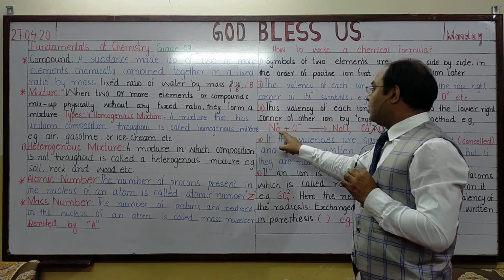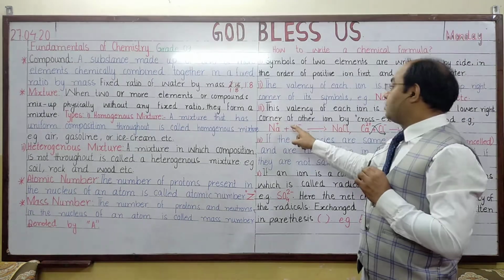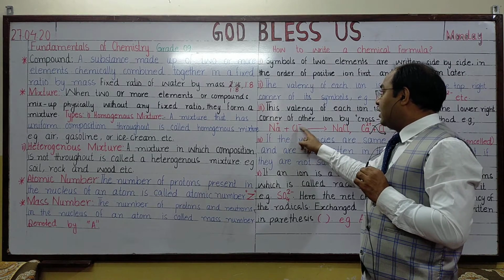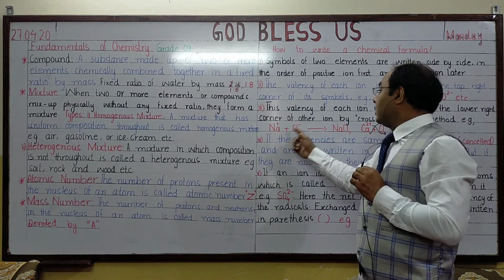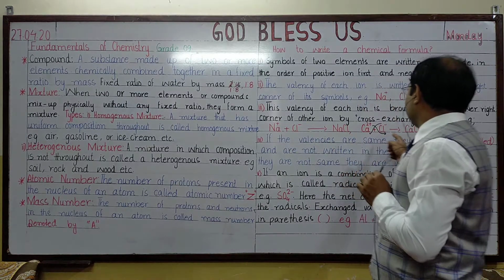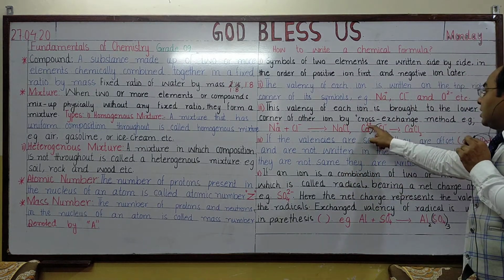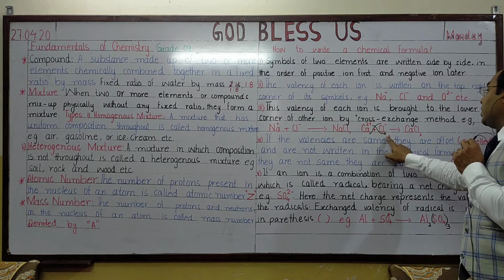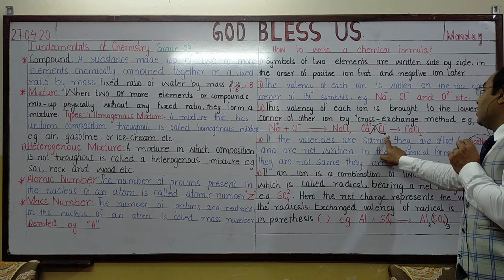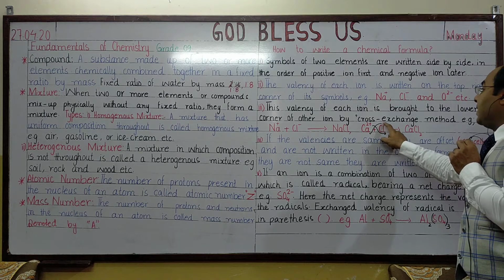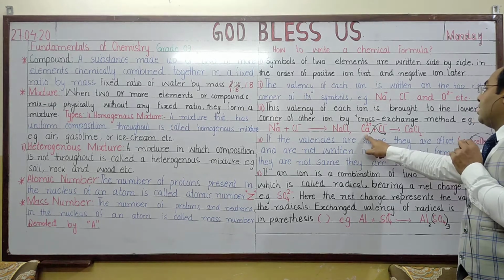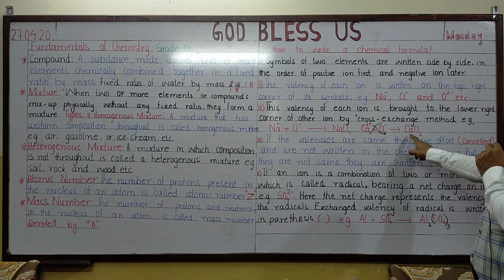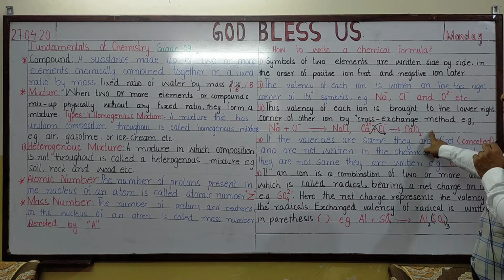So that means it's not going to happen in the way we are expecting. This valency is going to become here, and this valency is going to come here. This way, cross exchange method. You can see here this valency of calcium, that is 2 plus, is going to come under chlorine or chloride ion, and this valency of chloride ion is going to come under calcium. So now what is the formula going to become? It's going to become CaCl2.